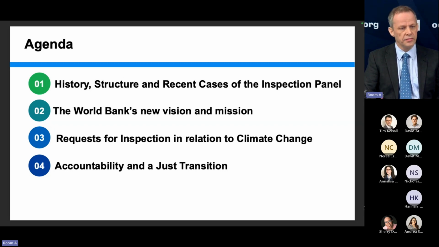I've been with the panel now for 4 years. I'm in my final year. You're only allowed to work for 5 years for the inspection panel, and in fact for the World Bank Group, and then I'm not allowed to work for the group after that. And then we'll move on to some specifics around climate change, and particularly this term that's coming more into use around just transition.